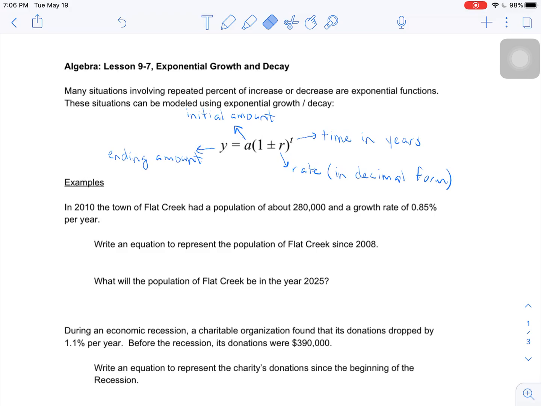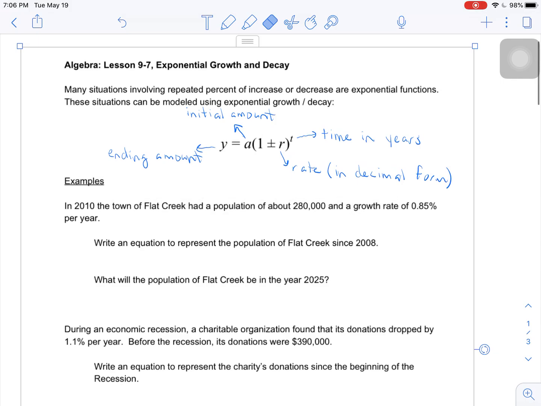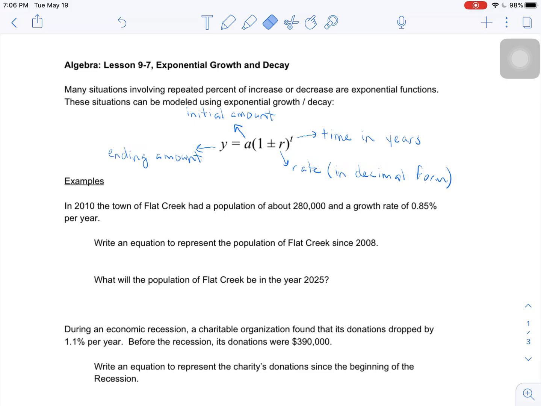We're going to use exponential growth or decay working with percentages. So we're going to look at a couple of examples of actually using this, so you can see how this works in an actual problem. So first example: in 2010, the town of Flat Creek had a population of 280,000 people and a growth rate of 0.85% per year. So that means that we are growing, so growth rates. That means that this is an exponential growth.